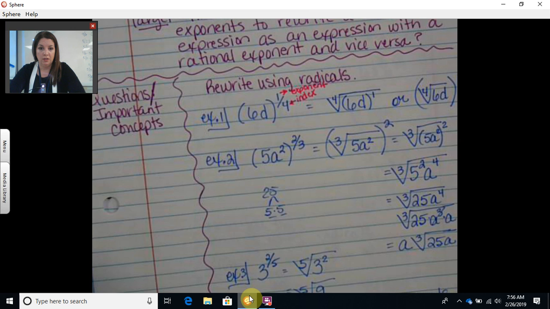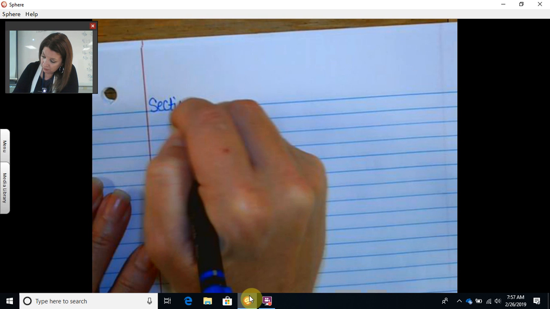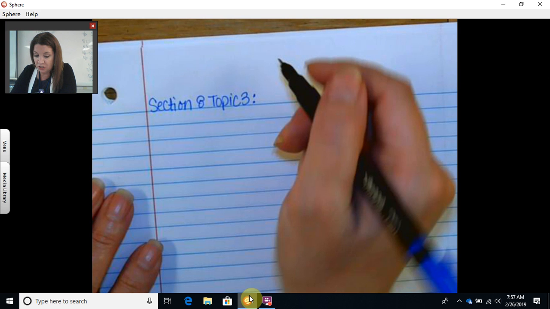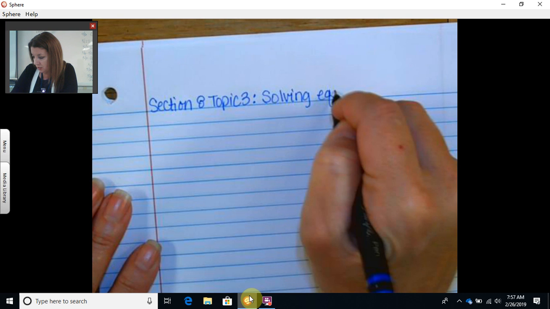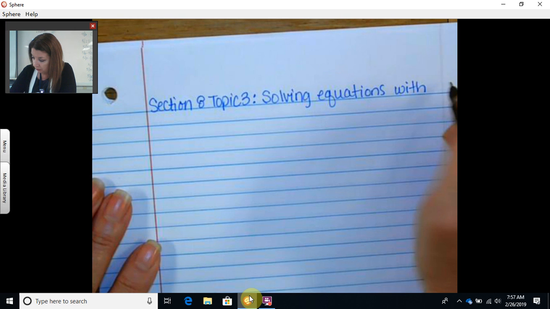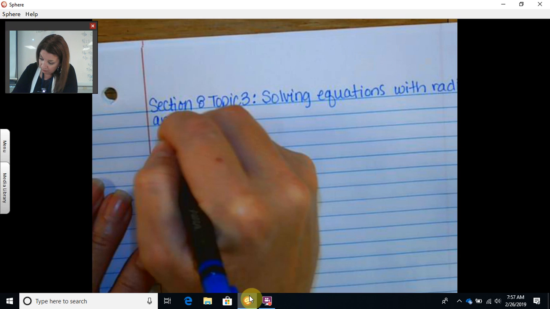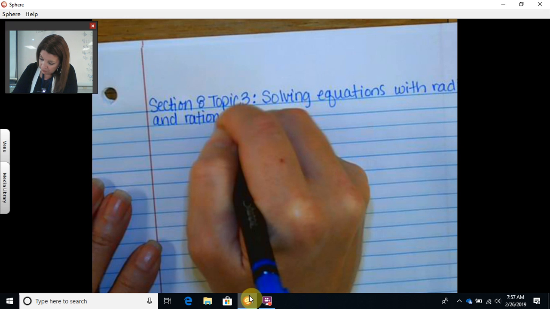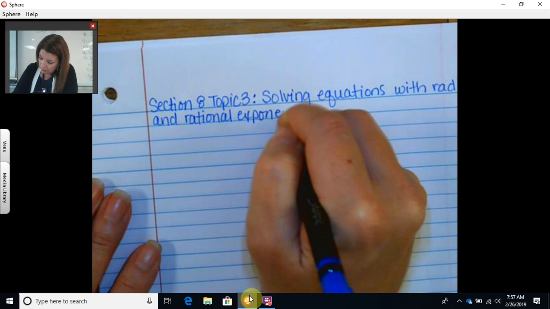Right, now we're starting section 8, topic 3. Solving equations with radicals and rational exponents, part 1.